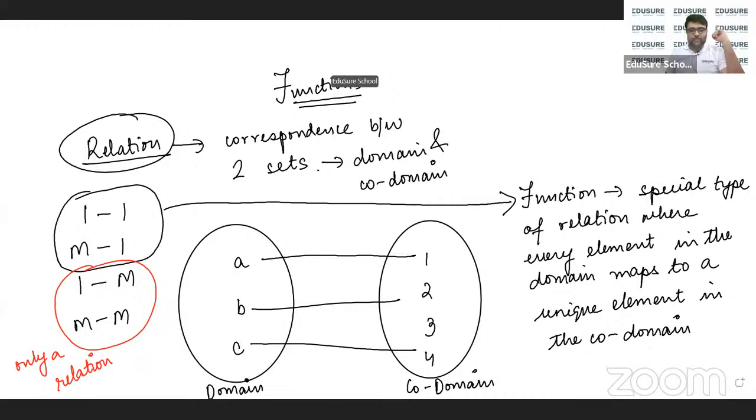So the responses are: range is a subset of codomain. Elements of the codomain that have a pre-image, which are linked. Range is a unique value that we get after substituting domain values in the function. Okay, then what is the difference? Range is a subset of codomain. Here in this example, 1 to 4 is the range.